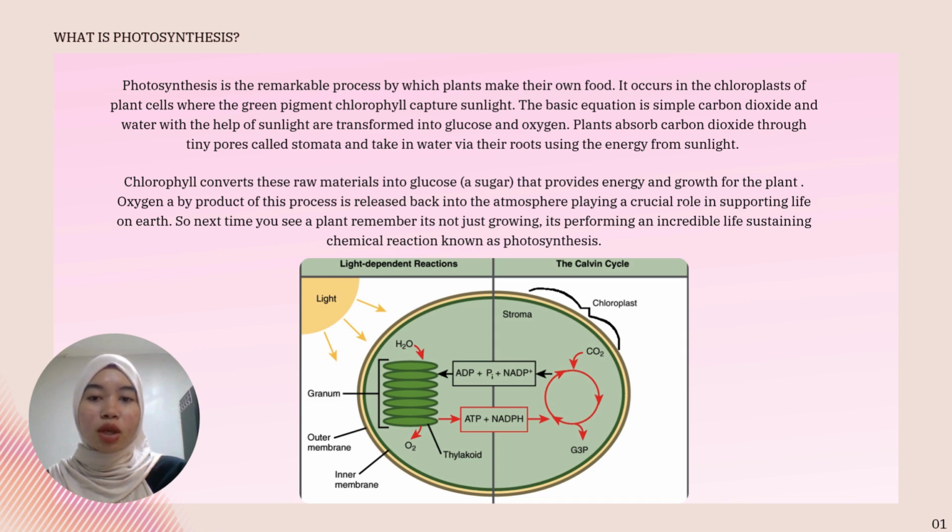So, next time you see a plant, remember it's not just growing, it's performing an incredible life-sustaining chemical reaction known as photosynthesis. There are two stages of photosynthesis. The first one is light-dependent reaction, and the second one is Calvin cycle. The first one, light-dependent reactions, is located in thylakoid membranes within the chloroplast. ATP, NADPH and O2 are the main products. The second one, dark reaction, is located in stroma, the fluid-filled space of the chloroplast, and produces glucose.